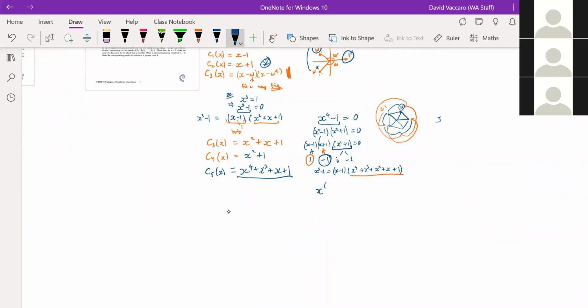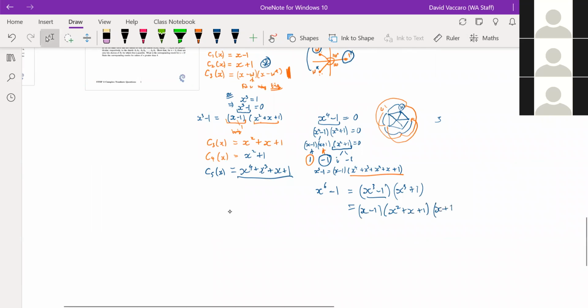So let's consider x to the power 6 minus 1. Well, that's x cubed minus 1 times x cubed plus 1, a difference between squares. x cubed minus 1 is x minus 1 times x squared plus x plus 1. x cubed plus 1 is x plus 1 times x squared minus x plus 1.